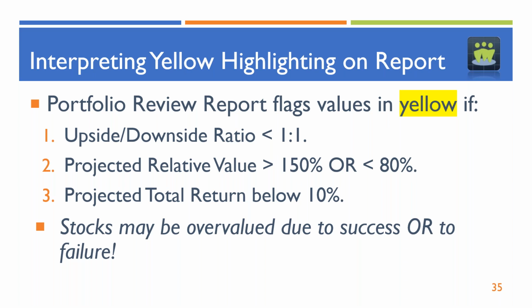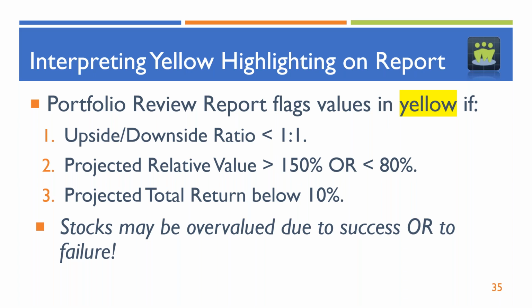I'll talk about those in a little more detail, but I want to remind you that stocks may be overvalued for one of two reasons. One, because they're successful, right? The price has gone up, and so maybe the relative value, which is the relationship of the current PE to the historical or projected PE, gets much higher. Or they may be overvalued because of their failures. The price has fallen, the return potential is no longer there. So that right side of the report really is focused on those valuation metrics.